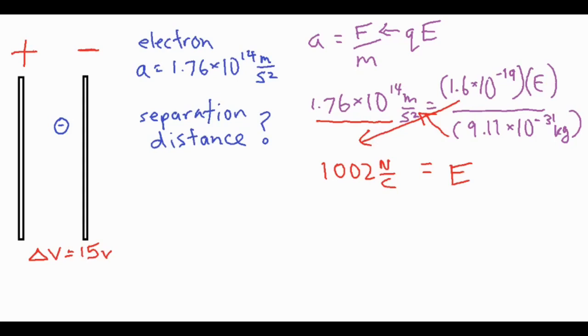Now from there, I know that the electric field equals delta V over R. So from there, we don't have too much more to do. We're just going to plug in our electric field, our delta V, and then we can go ahead and solve for our R value.